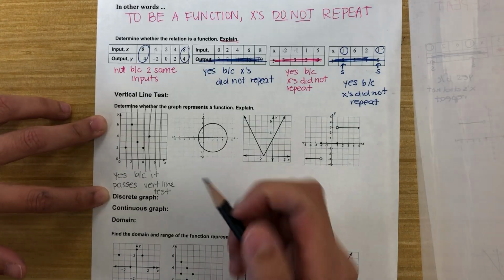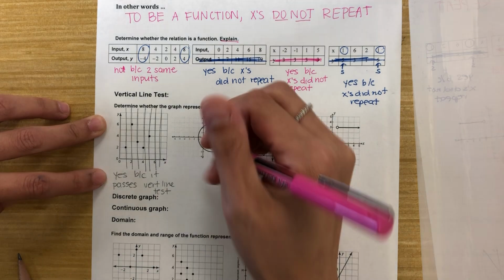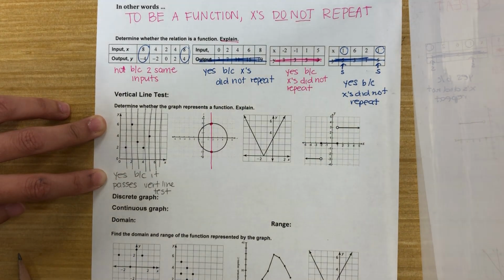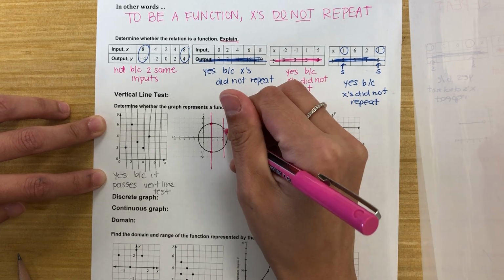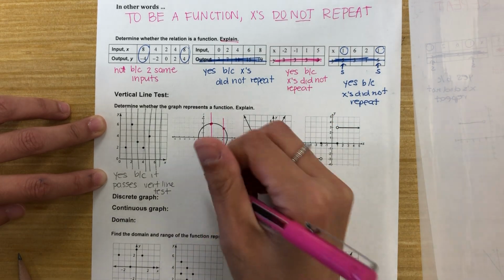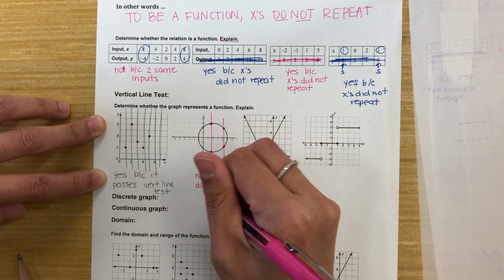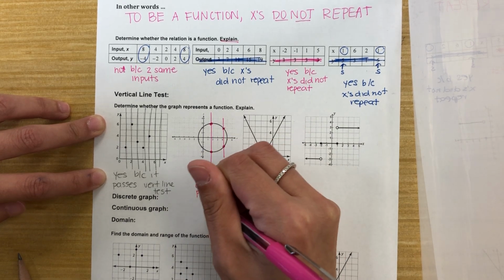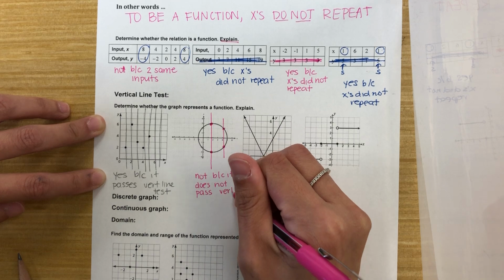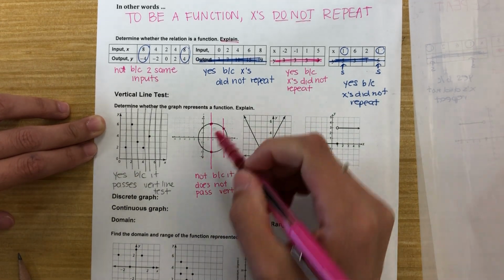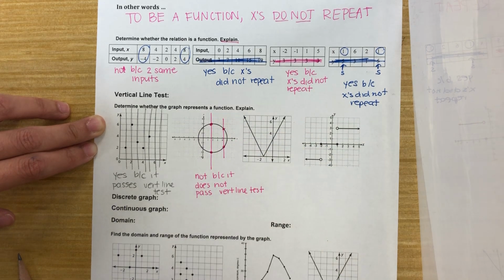Okay. What about this one? If I draw a bunch of different vertical lines, like here, do you see how it touches here and here? It touches it in two spots, or even here, it touches it here and here. So this is not a function because it does not pass the vertical line test. Or you can say it's not a function because your x is repeated. Your x is repeated here and here.